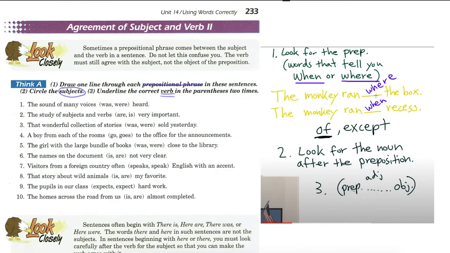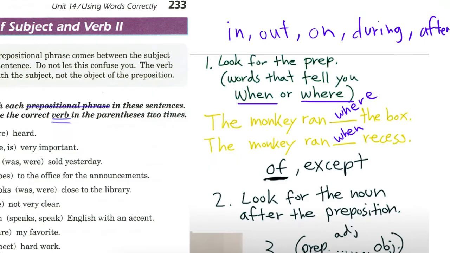So for example, the monkey ran in the box. So in is a preposition. The monkey ran out the box. Out is a preposition. Or the monkey ran on the box. So on is also a preposition, right? And for when words, the monkey ran during recess. So during is a preposition. The monkey ran after recess. So after is also a preposition.